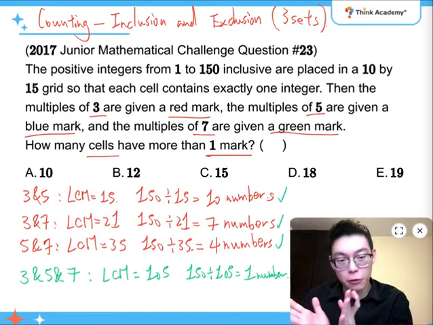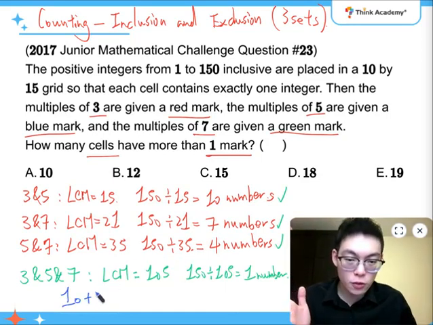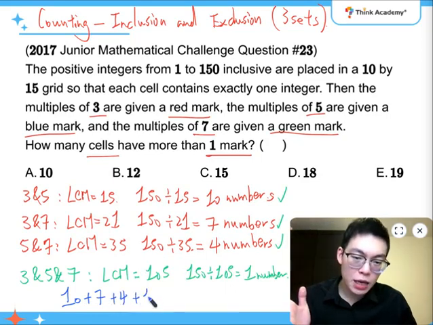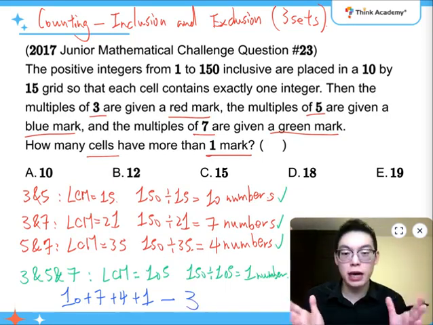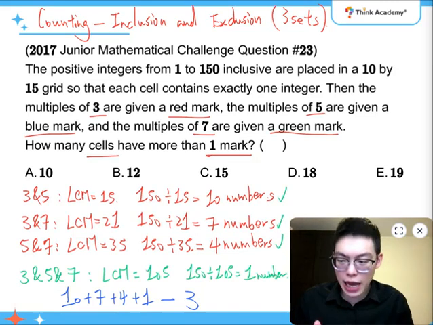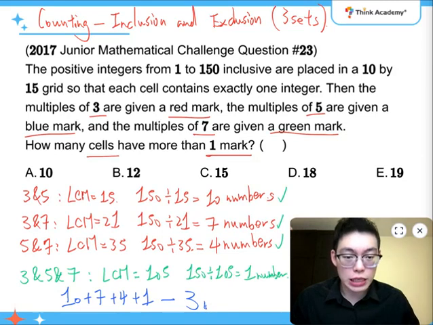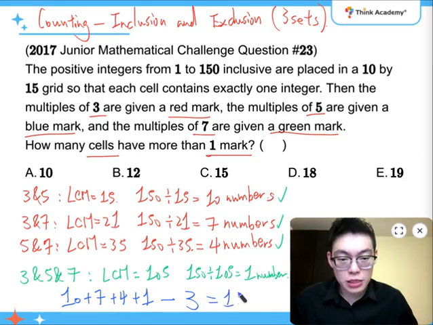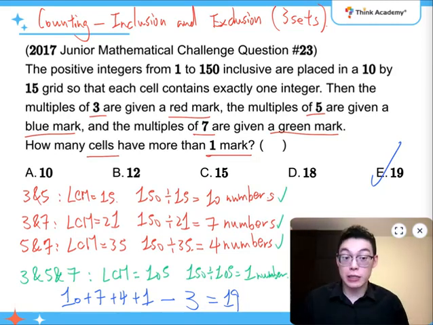removing the overlapping ones, right? So the separate ones is just going to be the sum of all the 4. And the overlapping is going to be the 3 extra times that I have been counting 105 there. So in the end, I have 10 adding 7, adding 4, adding 1, take away 3, which is equal to 19. So we know that 19 numbers will have more than 1 mark on it. All right? That's how we can solve this question 23.